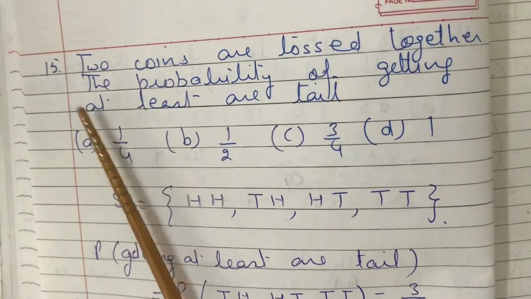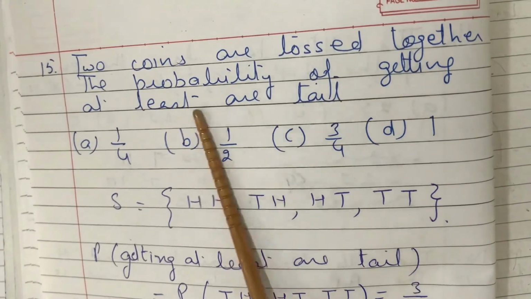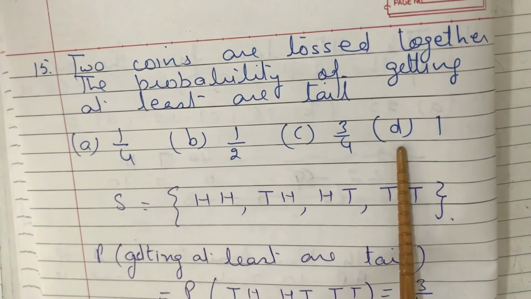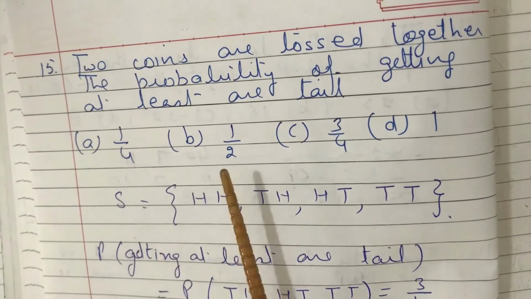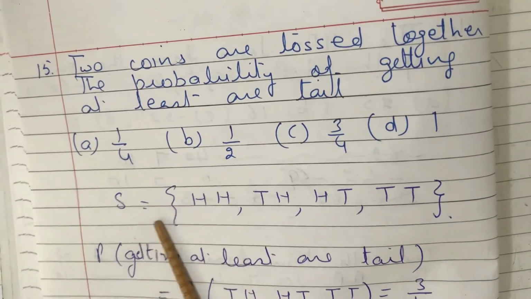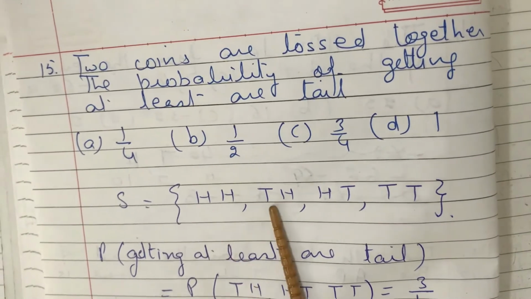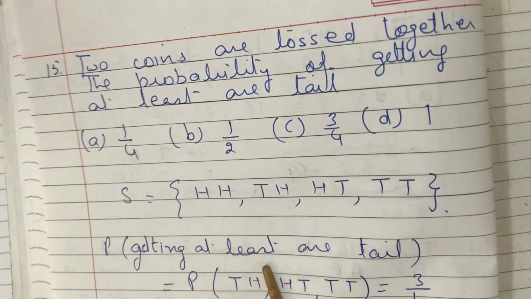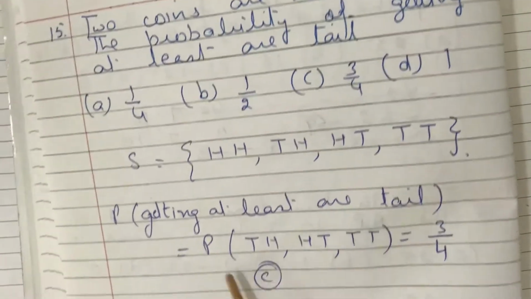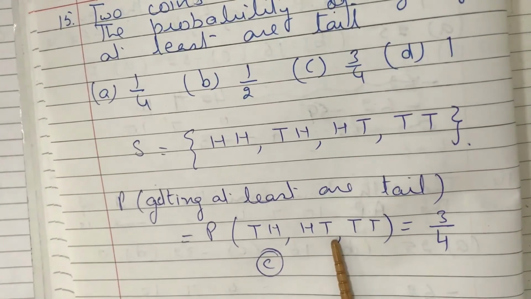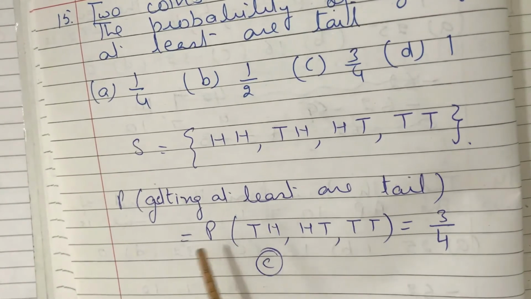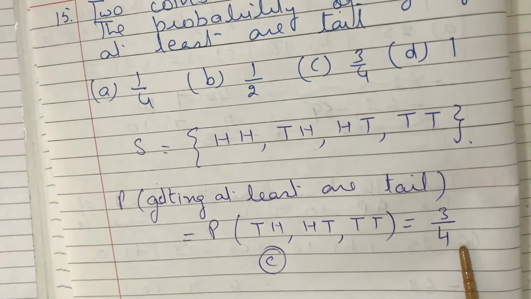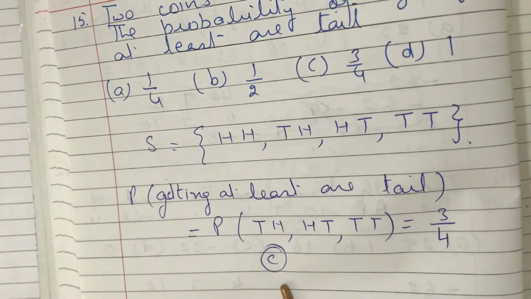Now 15th question. 2 coins are tossed together. The probability of getting at least one tail. There are again 4 options. If we toss 2 coins, the sample space will be head head, tail head, head tail, tail tail. Probability of getting at least one tail means we can get one tail and we can get more than one tail. So the probability will come out to be 3/4. So C is the option.